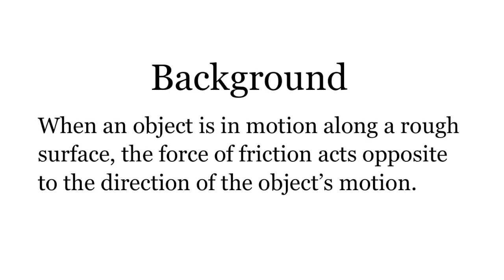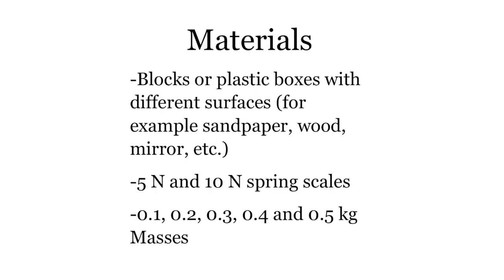Background. When an object is in motion along a rough surface, the force of friction acts opposite to the direction of the object's motion. Materials. Blocks or plastic boxes with different surfaces, for example, sandpaper, wood, mirror, etc. A 5 Newton and 10 Newton spring scale, and 0.1, 0.2, 0.3, 0.4, and 0.5 kilogram masses.